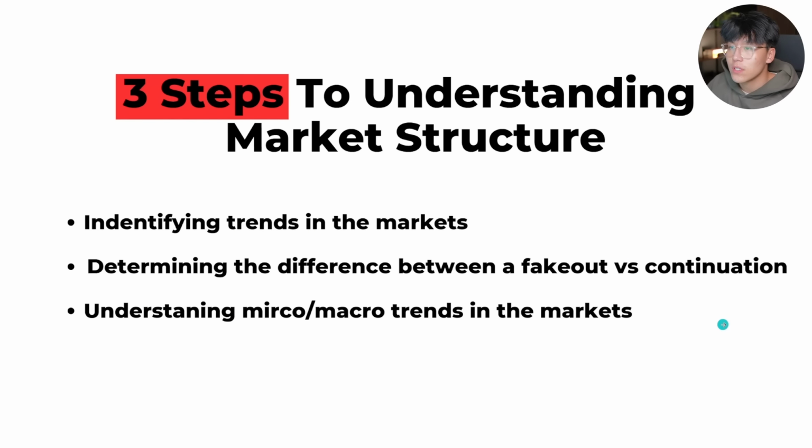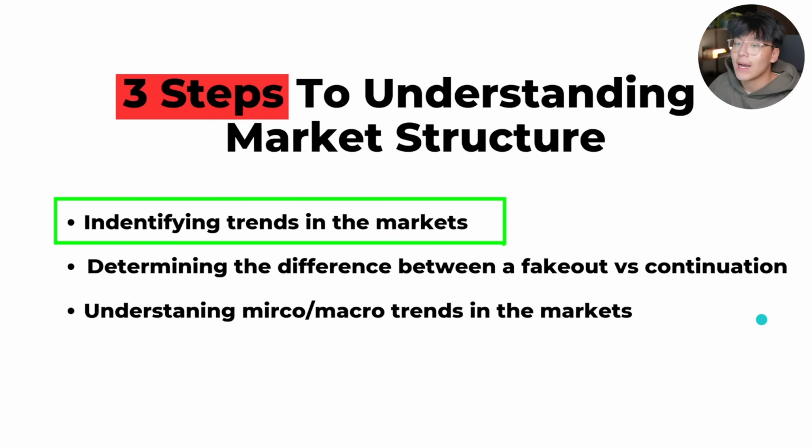So as you can see right here, what I have is my 3 core principles to understanding market structure. Number 1, the first thing that we want to look for is identifying trends in the markets. So the basics of market structure is being able to identify trends. If we're in an uptrend, if we're in a downtrend, if we're consolidating, this is the basics of market structure, being able to identify these trends on the higher time frames.